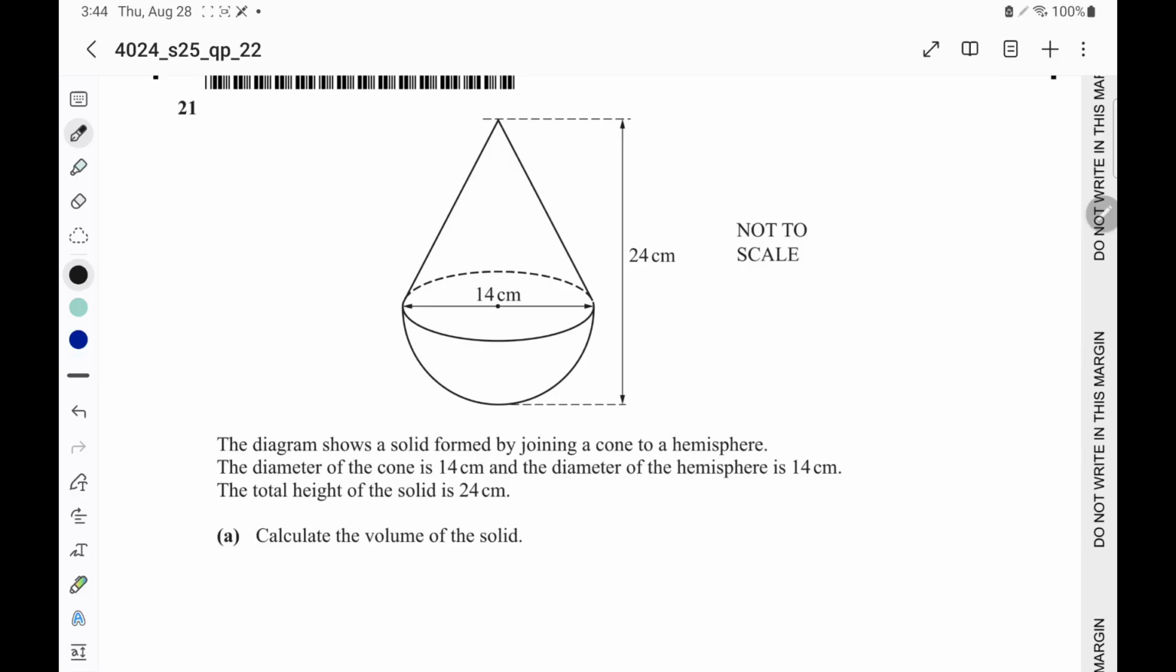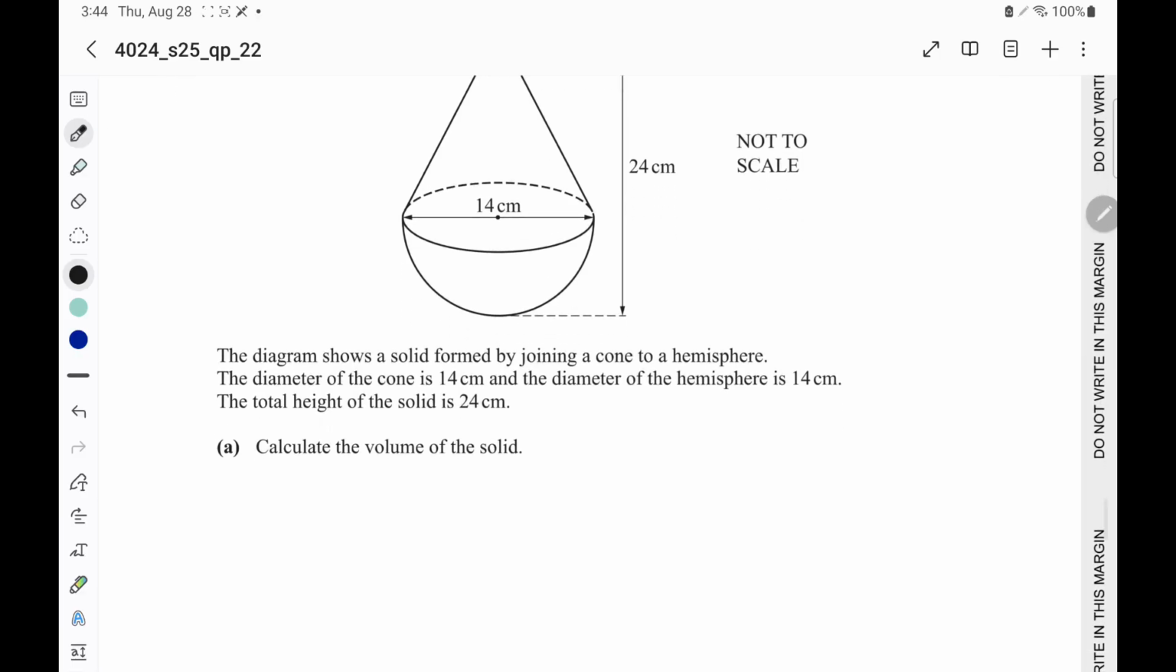Calculate the volume. So in finding out the volume of this solid, the volume of the cone and the volume of the hemisphere, we are going to add together. So remember, the formula sheet is attached, otherwise you must remember the formula. So we have cone and hemisphere. So the volume of the solid is the volume of the cone and the volume of the hemisphere.